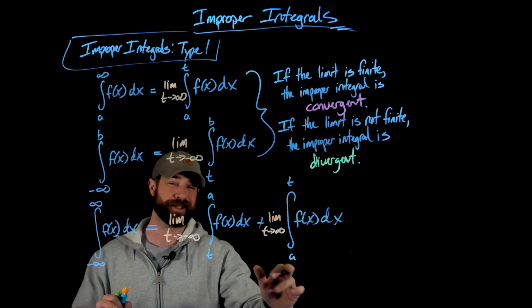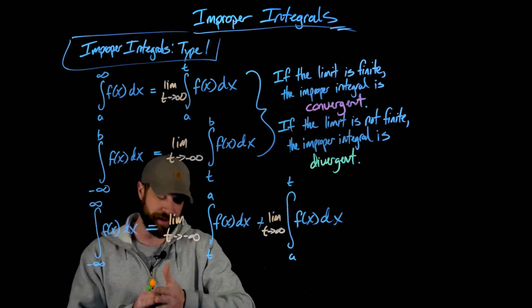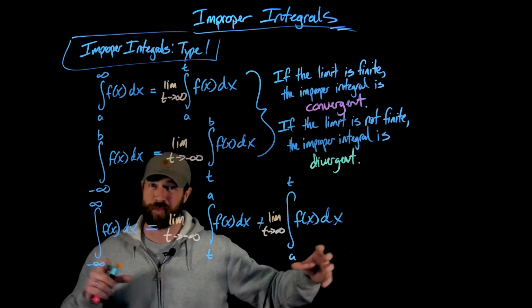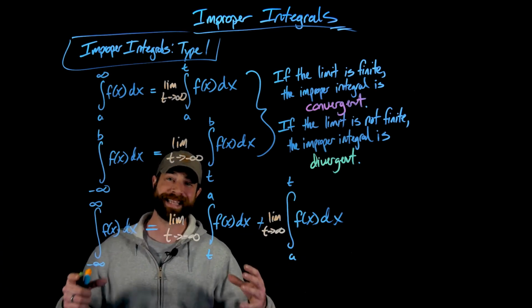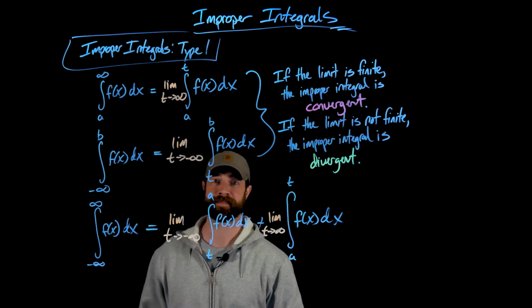We often will use 0 or something easy to calculate, but from any a value, you break it up and then you go to infinity and negative infinity. You add those areas together. Both of those areas on both sides have to converge for this improper integral to be convergent.